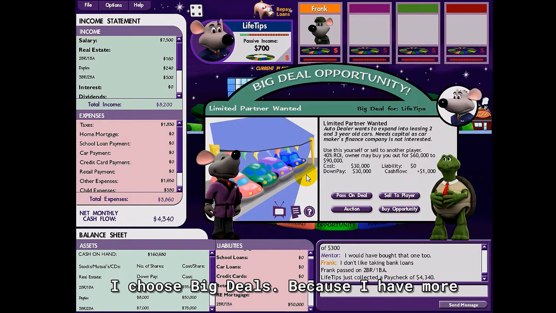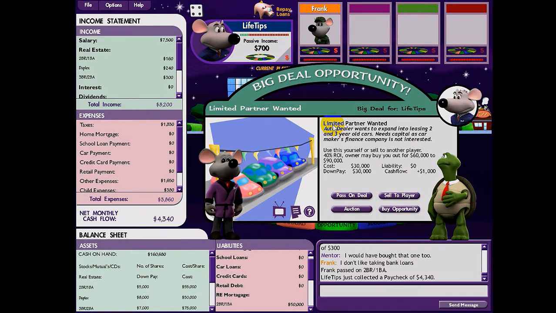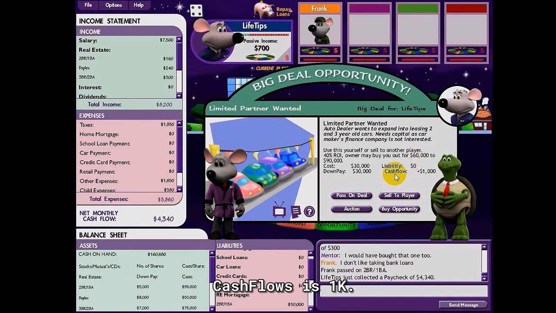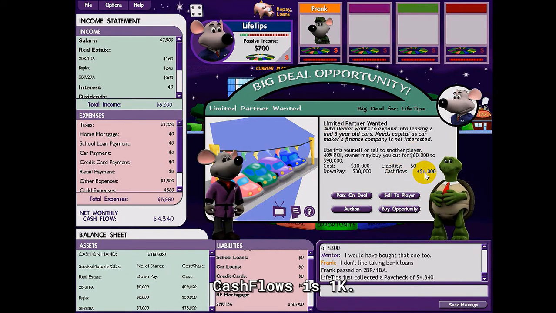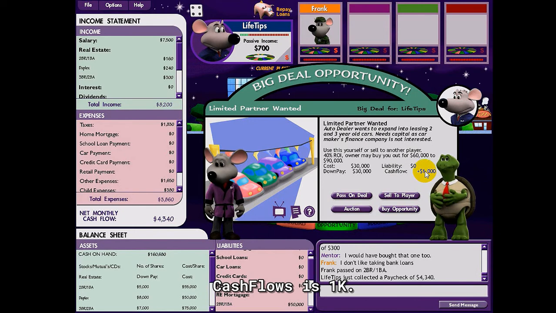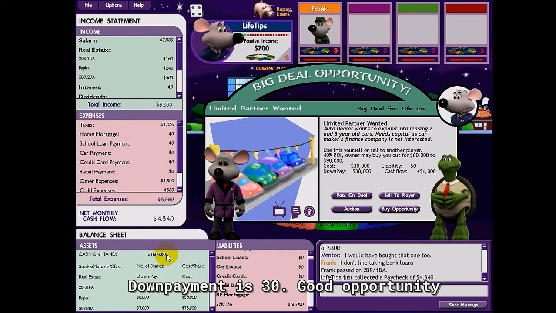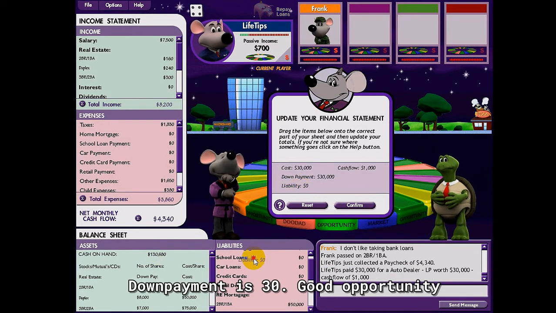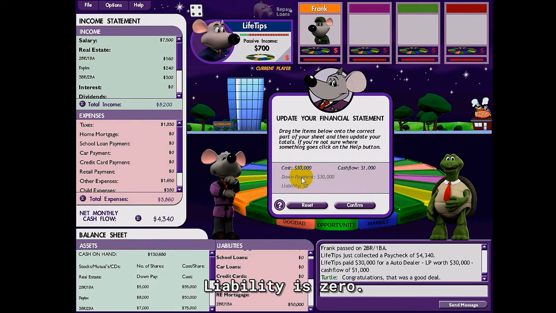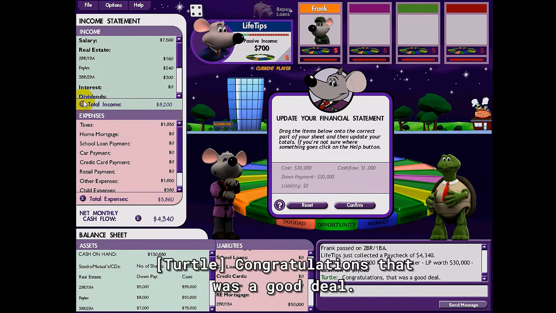Okay, big deal again because I have more money. Okay, cash flow returns 1k and down payment 30. I have a good opportunity. Liability 0. Congratulations, that was a good deal. That's good.